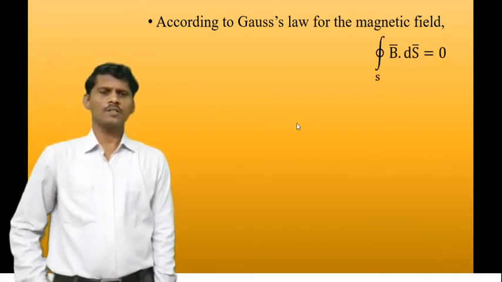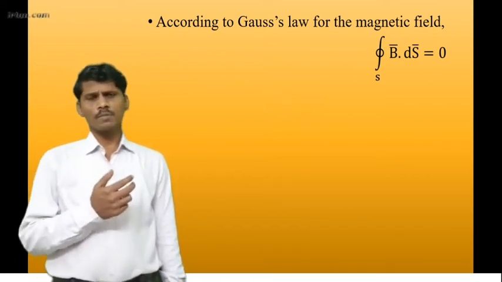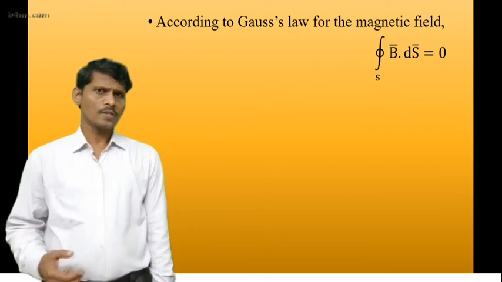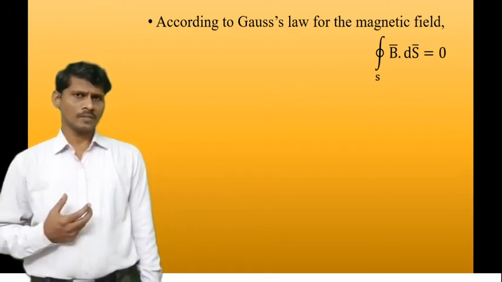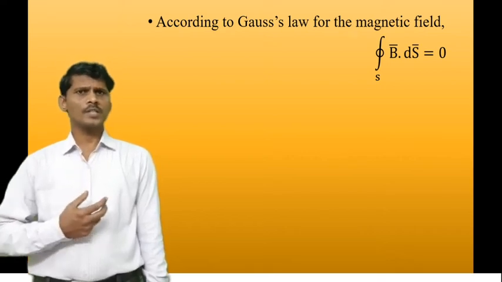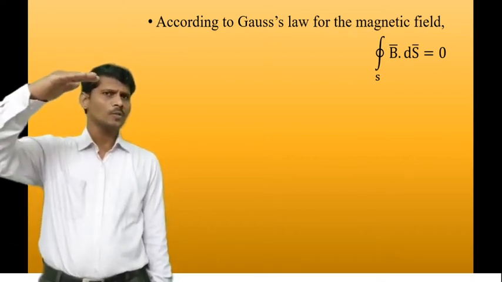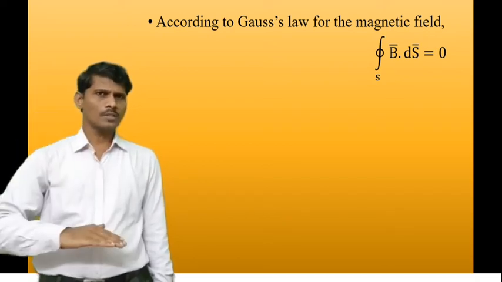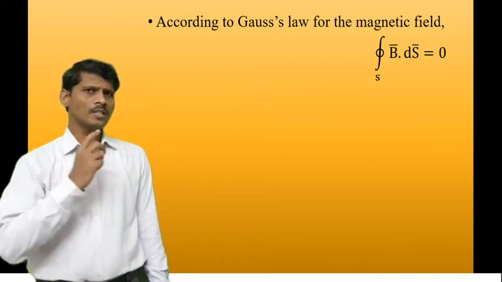So what is the Gauss law for magnetic field? Closed surface integral of B bar dot dS bar is equal to 0. So now consider the closed Gaussian surface. That closed Gaussian surface can be evaluated into three parts: top of the cylinder, bottom of the cylinder, and lateral part of the cylinder. Lateral means side of the cylinder.